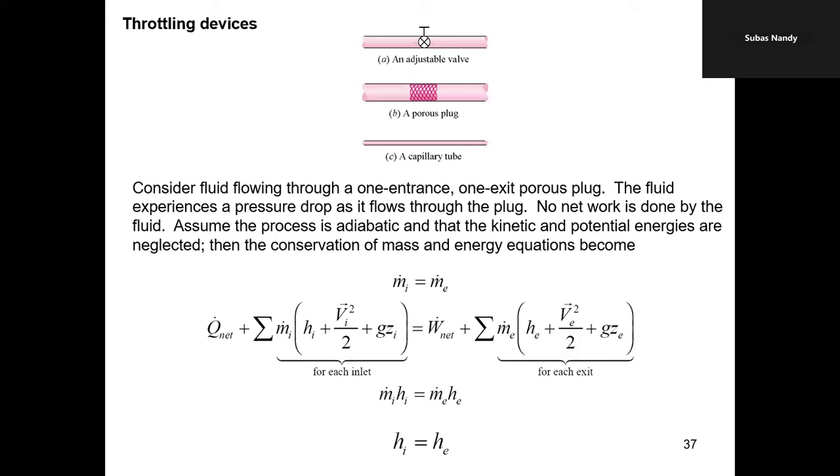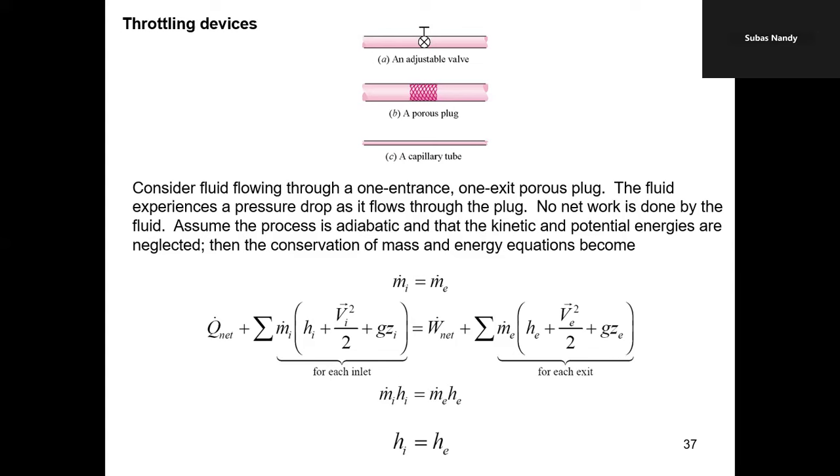Another application. Consider fluid flowing through a one-entrance, one-exit porous plug. The fluid experiences a pressure drop as it flows through the plug. No net work is done by the fluid. Assume the process is adiabatic and the kinetic and potential energies are neglected, and the conservation of mass and energy equation becomes, okay.